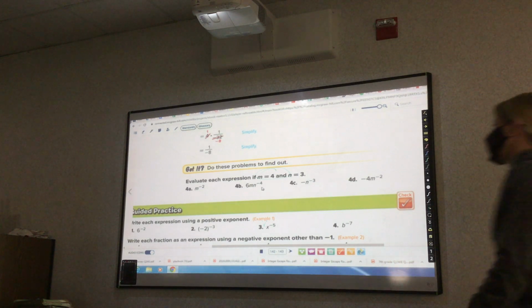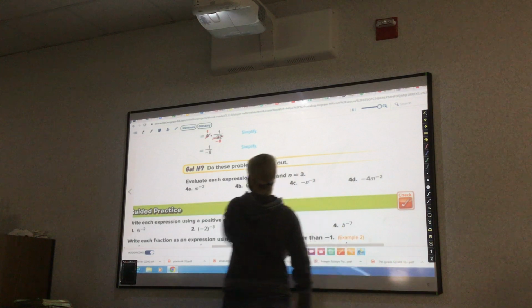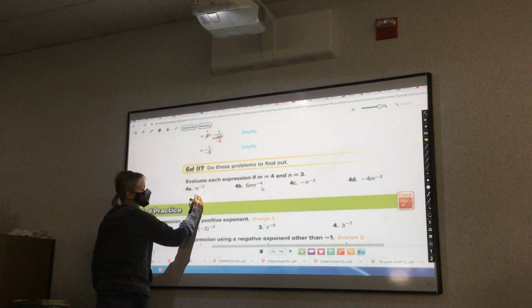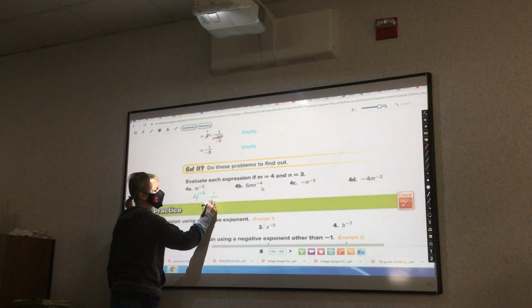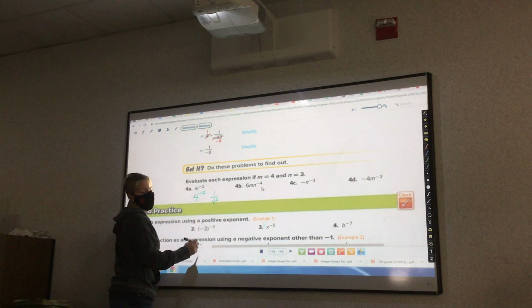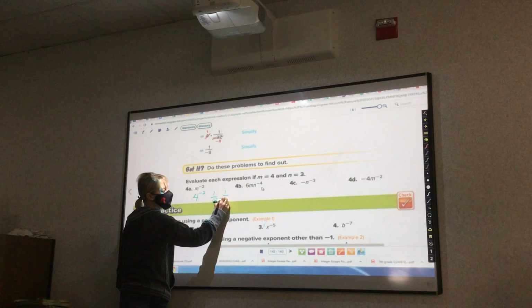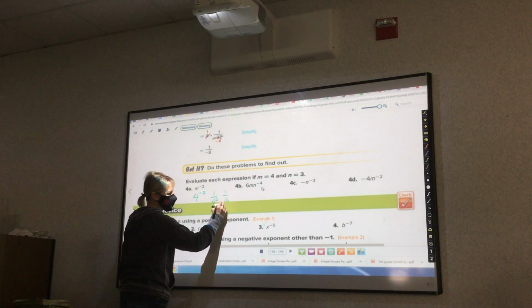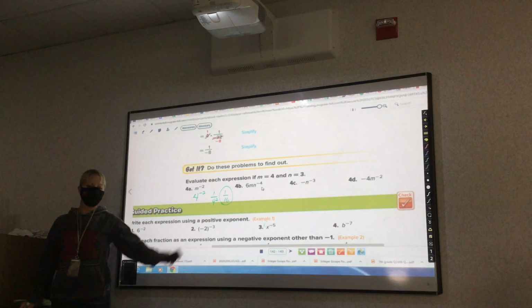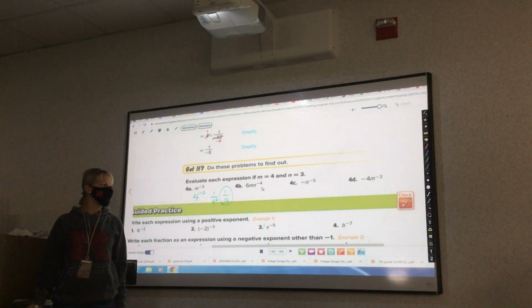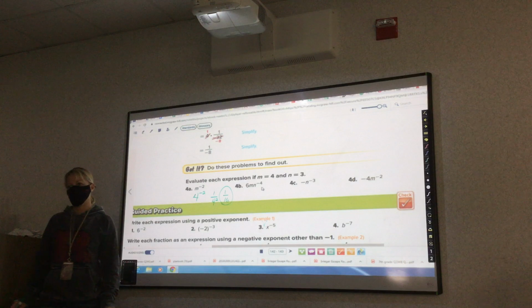So M is what? Positive 4, right? So I would write 4 to the negative squared. So then it would be 1 over 4 squared. And then it's 1 over what? 16. You had to finish and find the final answer. You can't just leave it with an exponent. Go ahead and do 4B.